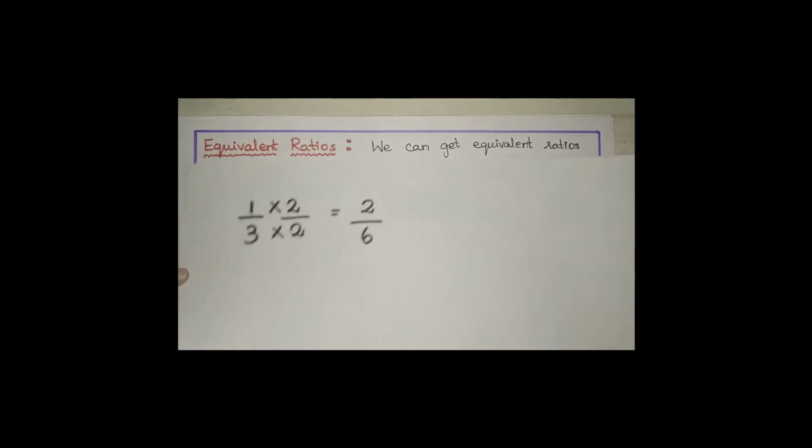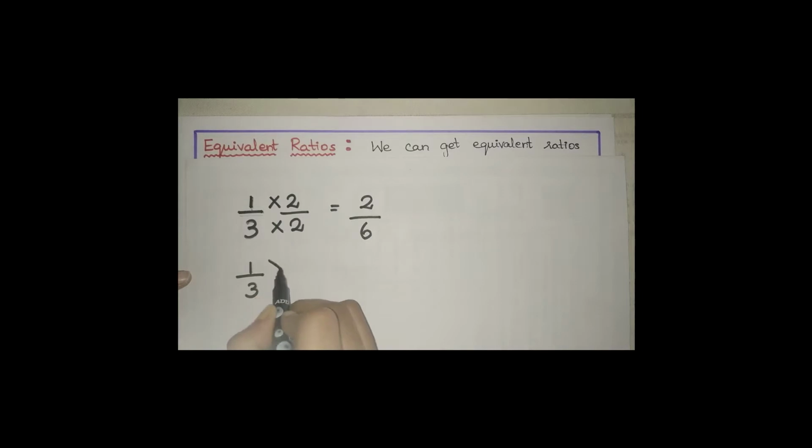Again, let's choose one number. Let's take 3. So 1/3. You have to multiply the numerator and the denominator with the same number. So I am multiplying 3 with the numerator and 3 with the denominator. So what will you get? 1 3s are 3, 3 3s are 9.